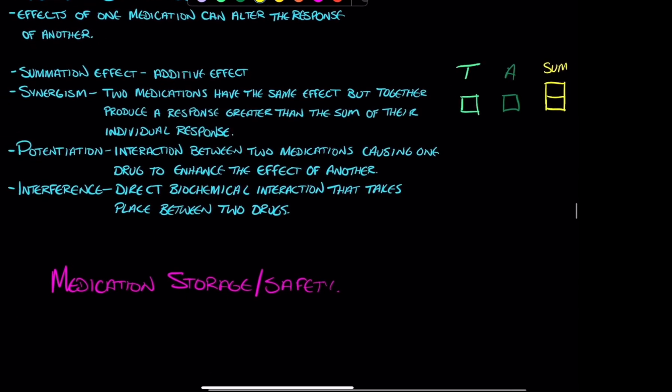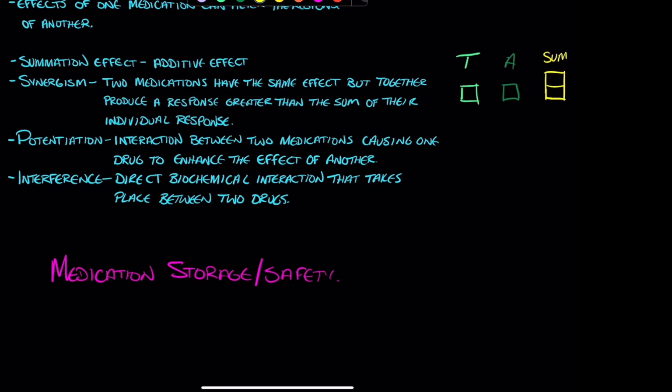On the other end, we have potentiation. This is when you give two medications, but one only boosts the effects of another. They don't both get boosted. It's just one drug does a lot better with the other one helping it out. And then the last one is interference, which is the exact opposite. Basically, one blocks the other one from working appropriately.